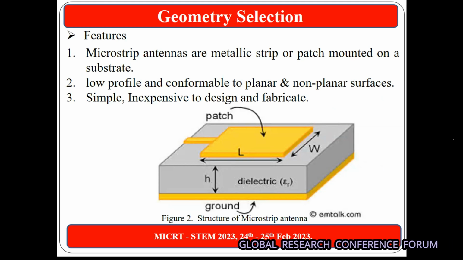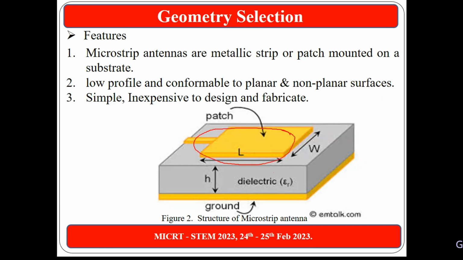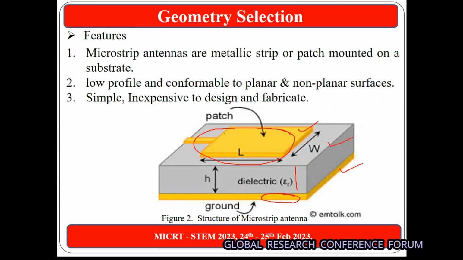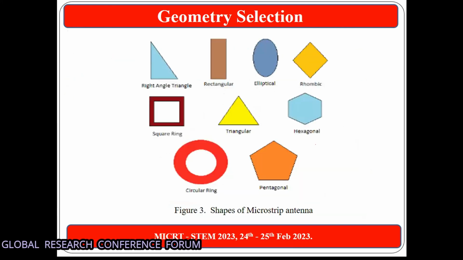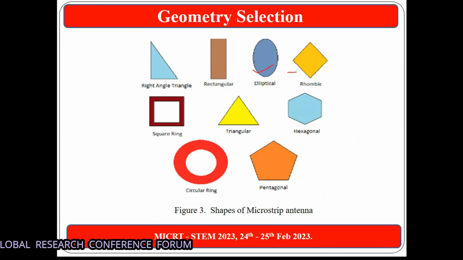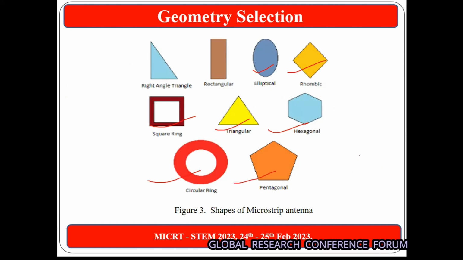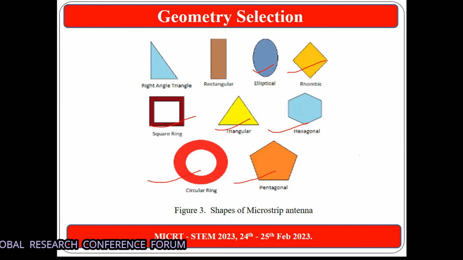So this is the structure of microstrip antenna, which basically consists of patch. This particular portion is called as patch, whereas this one is the substrate, and again this is the ground plane. So simply a microstrip antenna is made up of patch, substrate, and the ground plane. So such a kind of structure we call it as a microstrip antenna. One of the important advantages of this is that it can be available in various shapes. For example, right angle, rectangular, elliptical, rhomboid, square, triangular, hexagonal, or circular, or even in pentagonal shape. This can be available. That's why the microstrip antenna suits very well for the wearable applications.